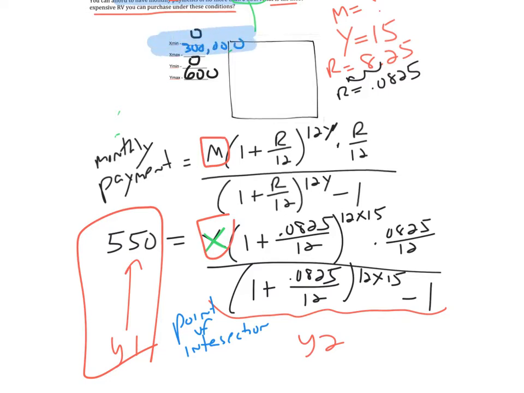You can even open up the viewing window more for the Ys. I went to 600. Maybe what I'll do is I'll go up to 1,000 for my Y max. And all I'm looking for again is the point of intersection of these two sides of the equation.